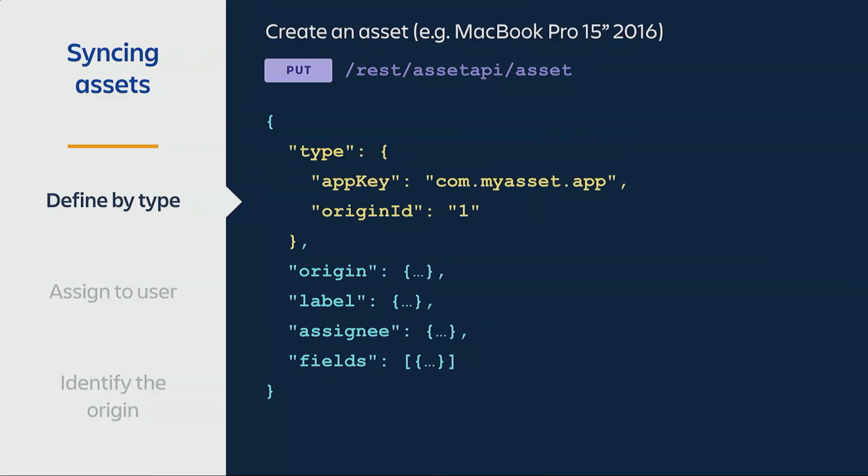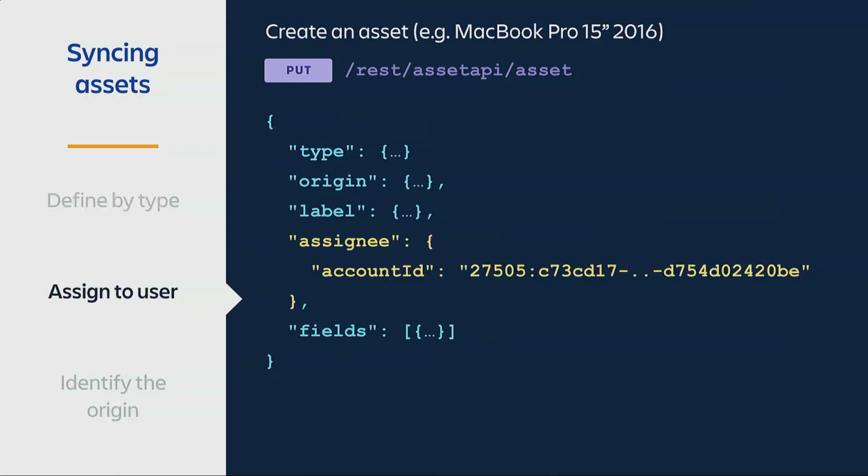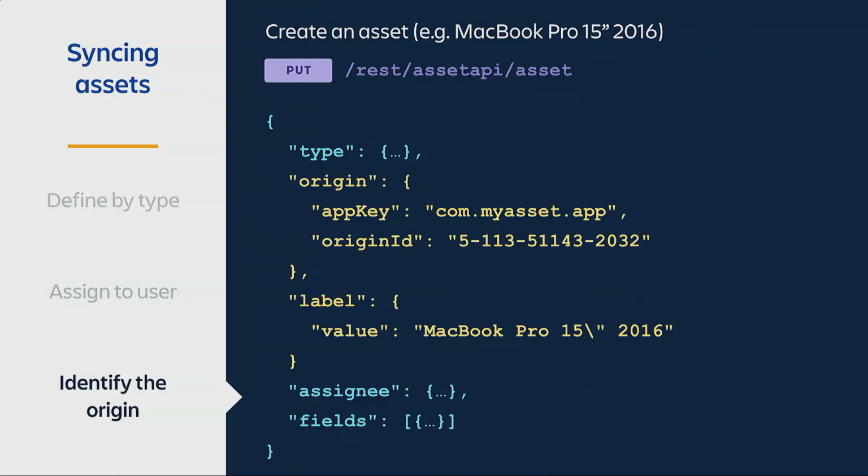And then you use that identifier that you set when creating the type to give that type relationship when you're creating your asset. So when you're writing an asset, you specify the type using that identifier, and then you also specify the assignee. You can do this by either specifying the account ID of the user, or you can specify their email address. And this will create that relationship between the asset and the assignee. And finally, as we did with the type, you identify the origin, so the real source data of this asset. And you do this similarly by using the app key for your Connect app and an alphanumeric identifier for the origin ID. And then again, you give it a human-readable label value, which is what appears in product.